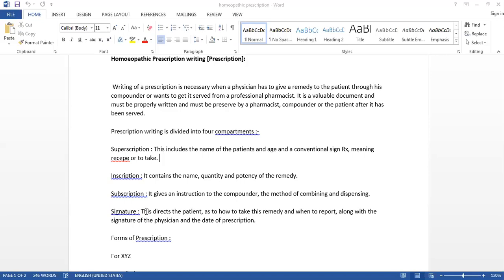The third one is legibility. That means your handwriting should be good. It should be easily readable by the pharmacist or the compounder, and the accuracy and the reliability of the ingredients are important. So whatever you write for the patient, you can also write the company there, otherwise he will buy loose. So better you write a reliable source.